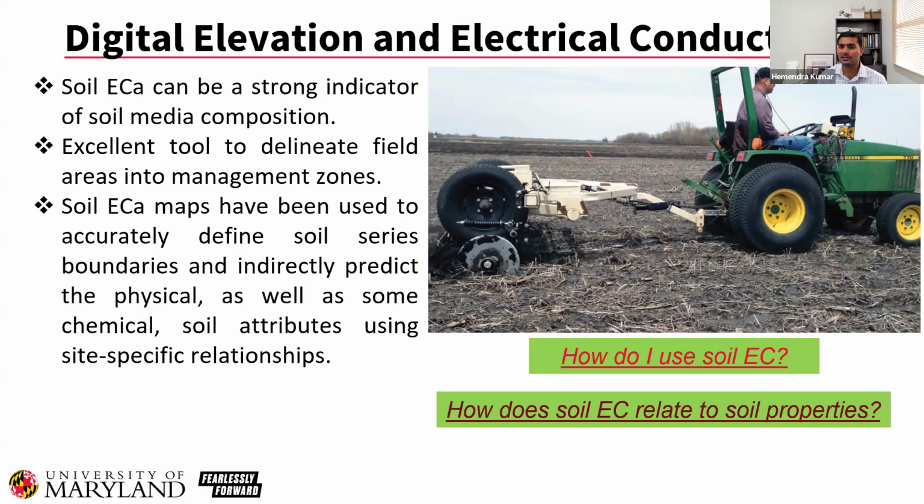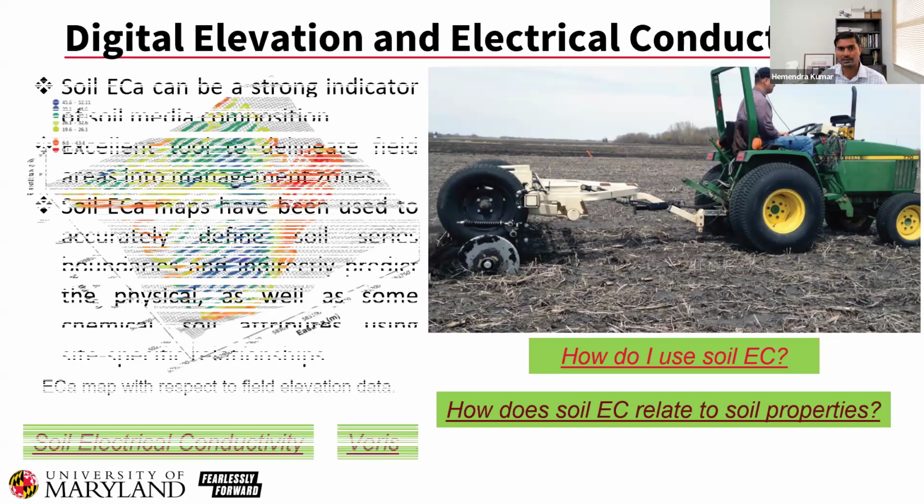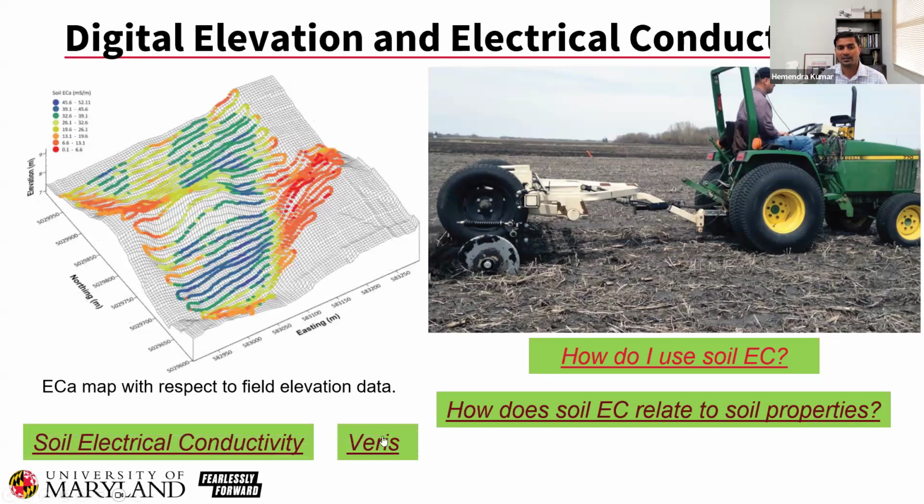How do we get this data? The instrument is known as the VERIS, and I will put the link in the chat later on. This is how you pull it with the tractor, you drive the entire field and you can see the red areas where you have the lower ECa, and the green or blue areas are the high ECa. This is how you see the pattern, because the field varies in terms of elevation as well as electrical conductivity.